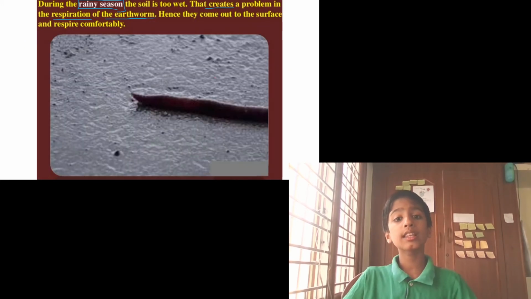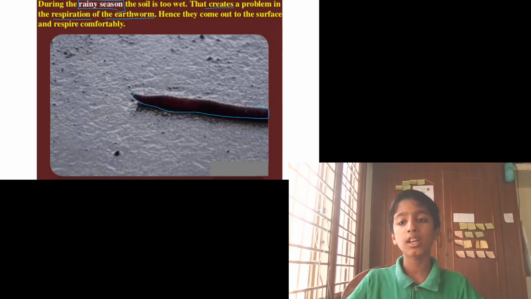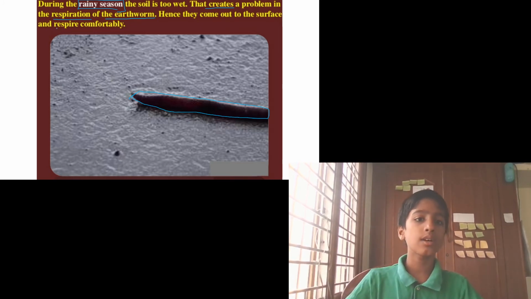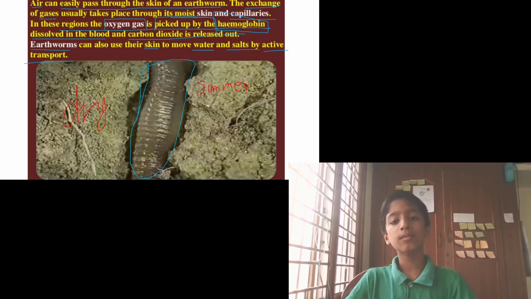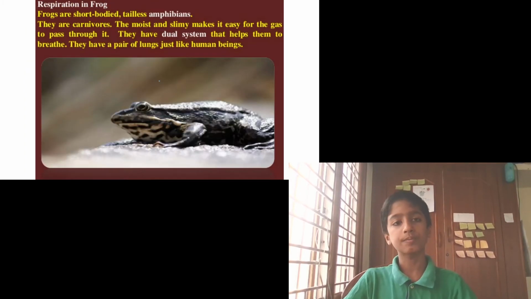But in the rainy season they come out and they stay in the topmost layer of the soil, not in the soil, but at the surface of the soil. And now they can respire comfortably because this part is completely free. Now these parts are not fully free, but in the rainy season every part is fully free.